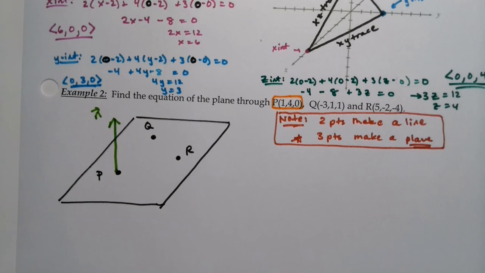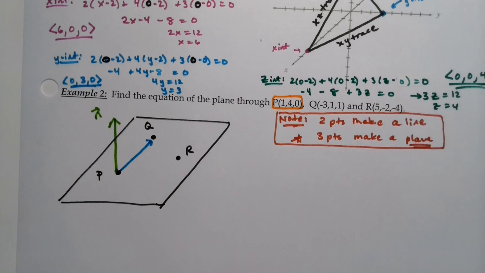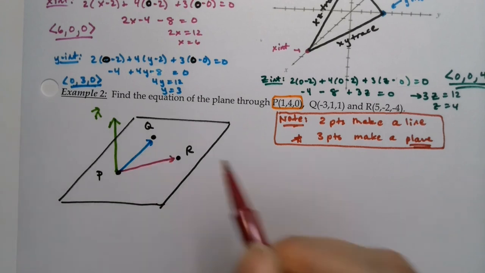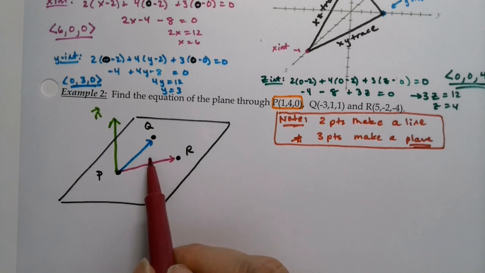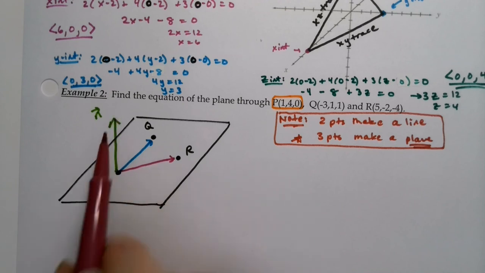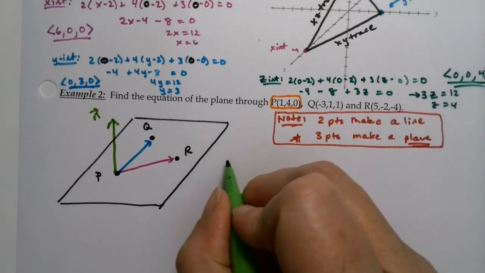Well, I have 2 other points. I have Q and I have R. Well, these 2 vectors, whatever they are, are sticking up out of them. And we find a normal vector sticking up out of them with a cross product, right? So we need to find that normal vector. And let's see, I'm going to draw it in here.